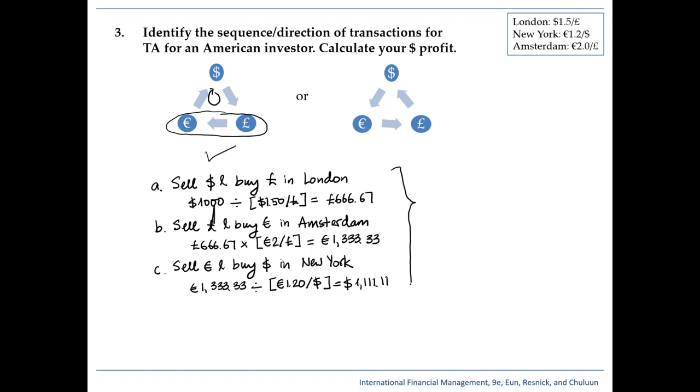So let's figure out what our profit is from this sequence of transactions. So profit is difference between the money that you end up with, which is $1,111.11, minus what you started with, which is $1,000, and that gives you a profit of $111.11, which is essentially a return of 11.11%. So this would be the sequence of transactions that you would engage in if you were an American investor with $1,000 to start in order to make money, and your profit is $111.